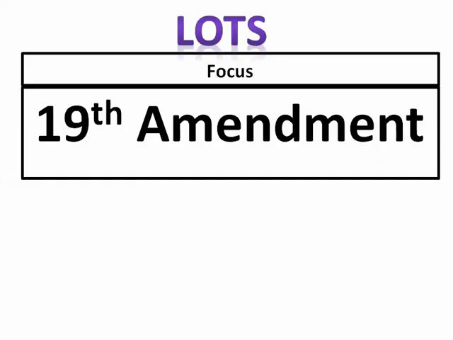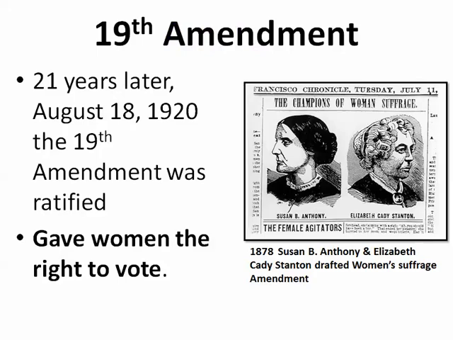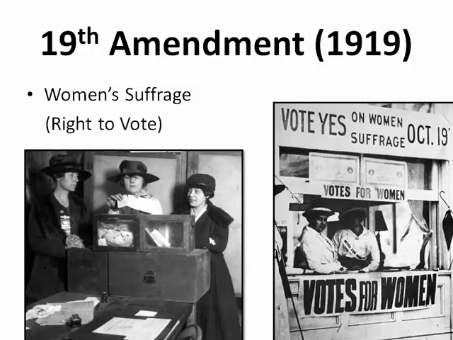Anyway, the 19th Amendment, which we said before, gives women the right to vote. But it was Susan B. Anthony and Elizabeth Cady Stanton in 1878 who drafted a women's suffrage amendment to be proposed in Congress and voted on by states and convention. In 1878 it was not carried through with, but 42 years later their efforts pay off on August 18th, 1920, when the 19th Amendment was ratified, giving women the right to vote. So we see here the 19th Amendment giving women the right to vote.